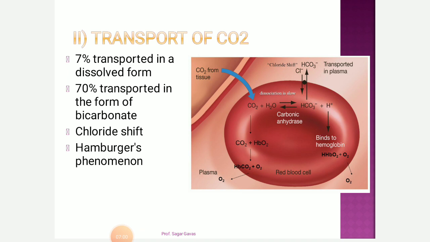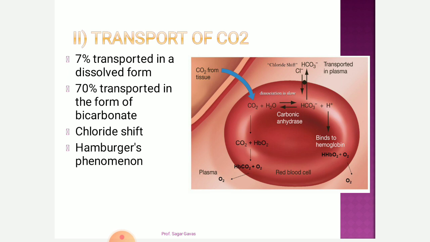Now the second part that we are going to study is about the transport of carbon dioxide. We have already discussed the transport of oxygen. Now carbon dioxide is soluble in water and it is transported by both RBC as well as plasma in three different forms. So 7% of carbon dioxide is transported in dissolved form, 70% is transported in the bicarbonate form, and the remaining percentage is going to combine with hemoglobin. How that happens, we are going to see in the diagram.